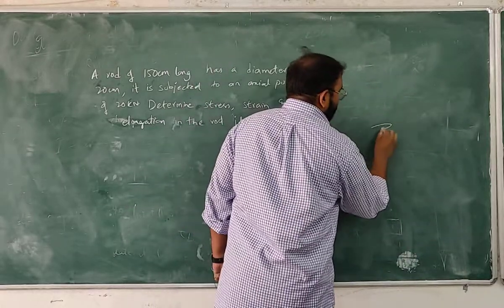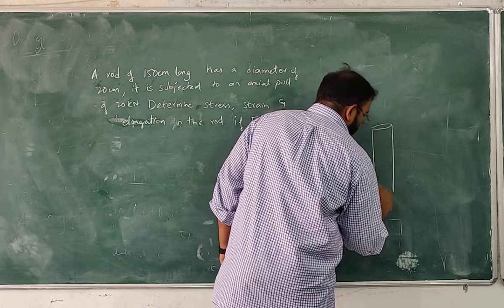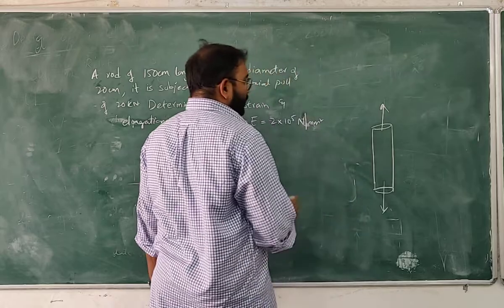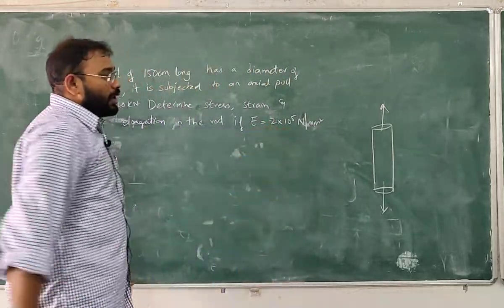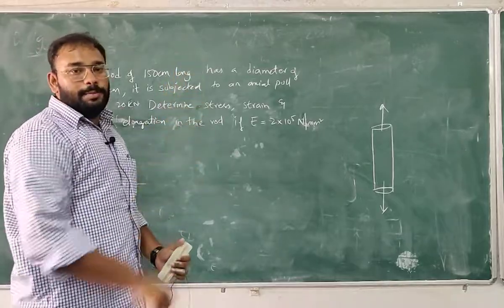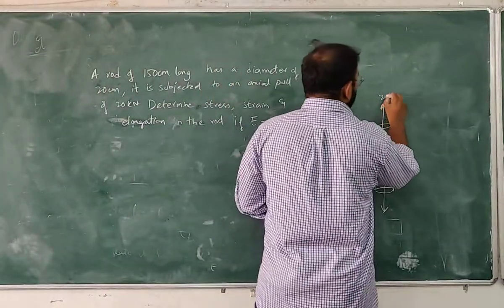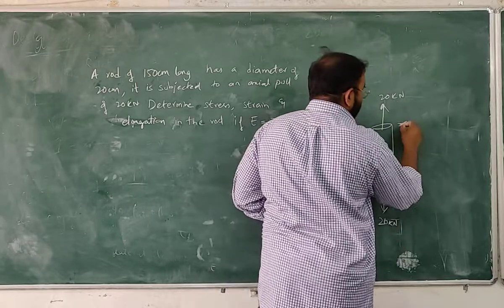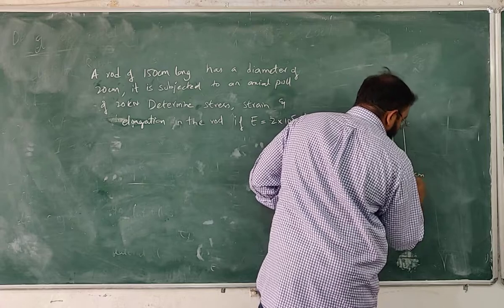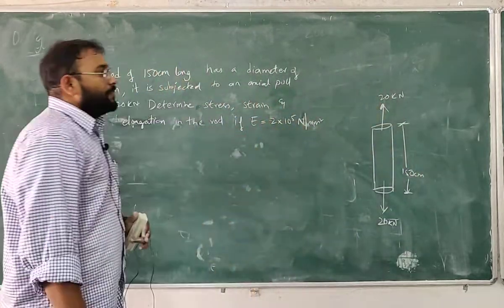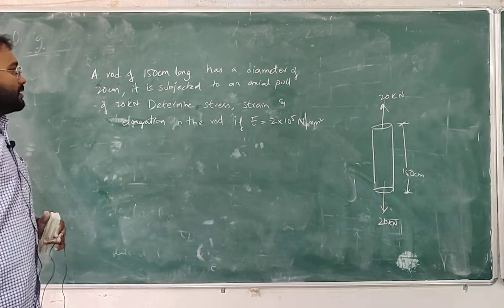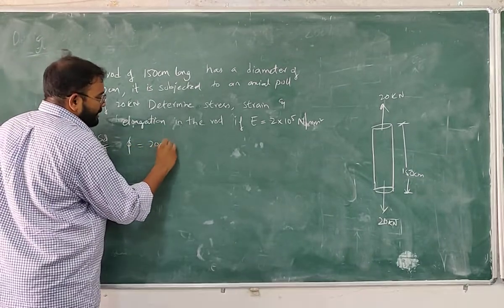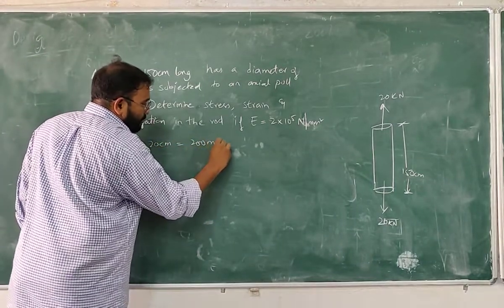From the examination point of view, only problems are very important. You will not be asked derivations, but definitions, that is Poisson's ratio and all, are very important. Now you have a rod like this which is subjected to an axial pull of 20 kilonewton. Length of this rod is 150 centimeters, and diameter is given as 20 centimeter, which is 200 millimeters.